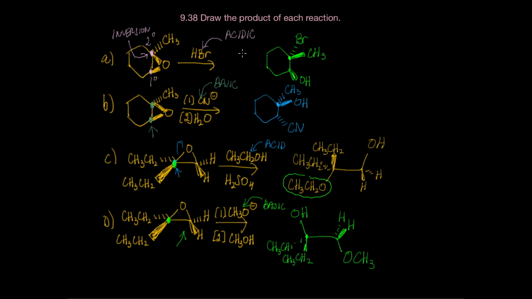So just remember, acidic conditions will install your nucleophile on the more substituted carbon. Basic reaction conditions will install your nucleophile on the less substituted carbon of your epoxide. In all cases, we invert that stereogenic center.